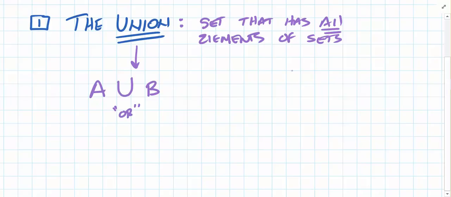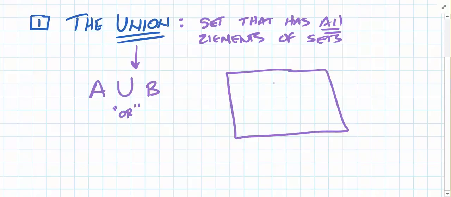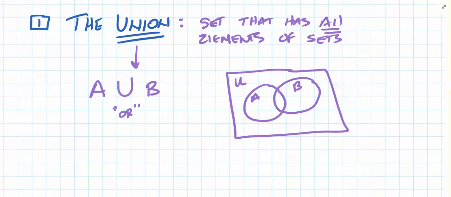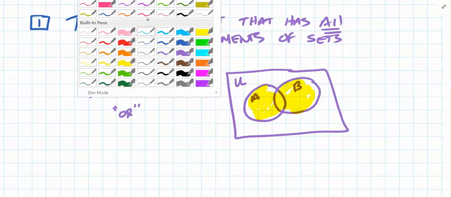So here's a picture. Let's say that this represents my universe, my universal set of all the stuff inside that square. This is going to represent set A, and this is going to represent set B. Now most people think that the union of A or B is the stuff in the middle. That's not. That's the intersection, the next thing that we're going to learn. The union of A or B is actually everything that's either in A or everything that's either in B. So the union of the two is everything that's colored in yellow for you here.